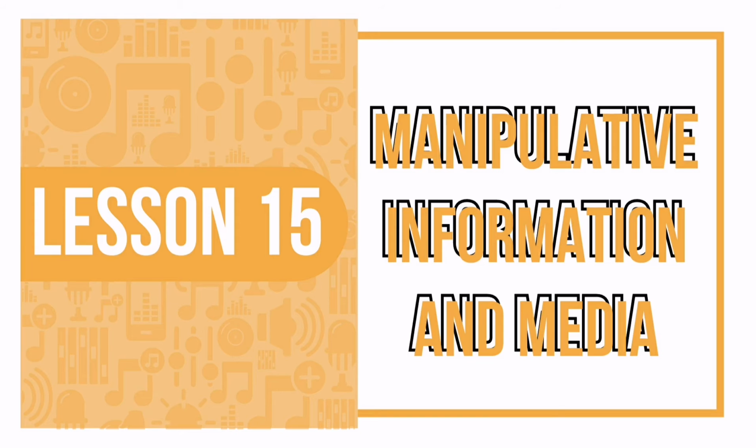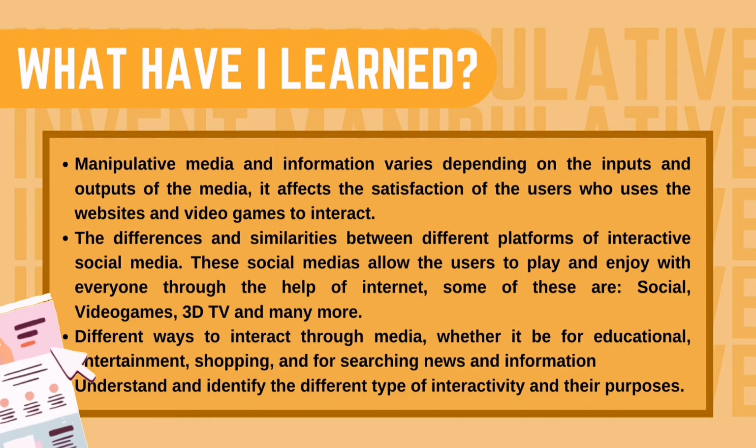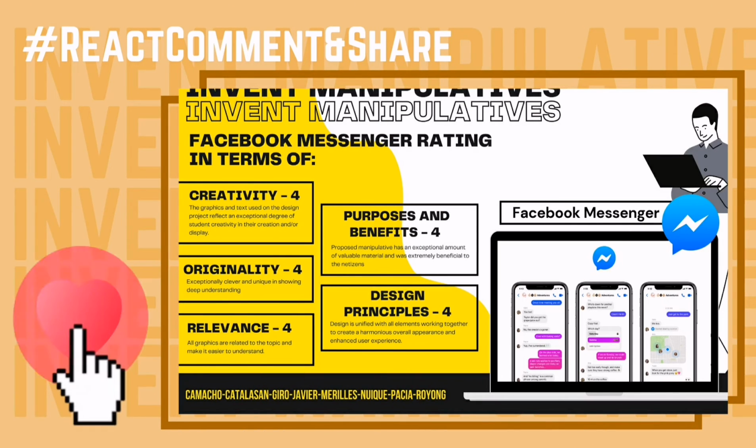Module 15, Manipulative Media and Information. In this module and activity, I have learned that manipulative media and information varies depending on the inputs and outputs of the media. It affects the satisfaction of the users who use websites and video games to interact. I have also learned the differences and similarities between different platforms of interactive social media. These social media allow the users to play and enjoy with everyone through the help of the internet. Some examples are social media, video games, 3D TV, and many more.